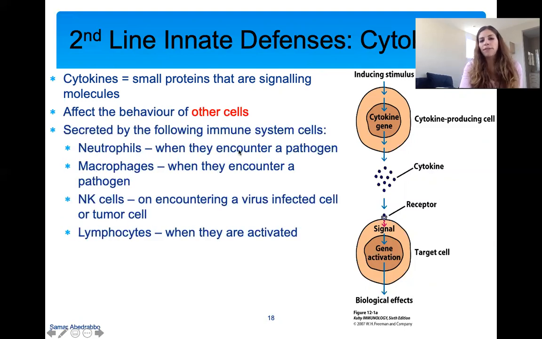They're secreted by different white blood cells, and they're secreted by neutrophils when they encounter a pathogen. So when a neutrophil sees a pathogen, it secretes cytokines, tells your body that we have an infection going on, we need to fight it. Same thing with macrophages. They secrete different signaling molecules when they see pathogens. Natural killer cells, when they encounter a virus-infected cell or cancer cell, also release cytokine signaling molecules. And lymphocytes, which will play a role in adaptive immunity in the next lecture, also secrete cytokines. And again, cytokines will go and signal your body or your cells to do something.